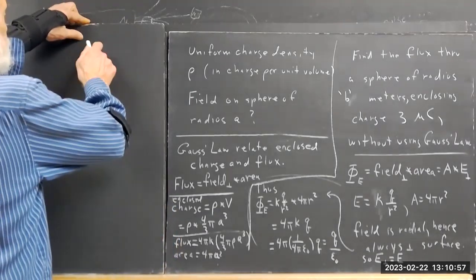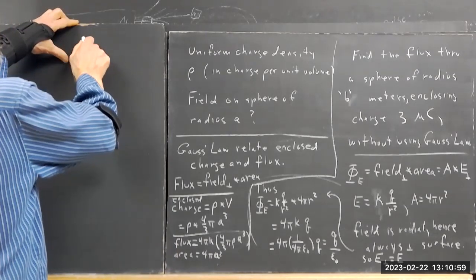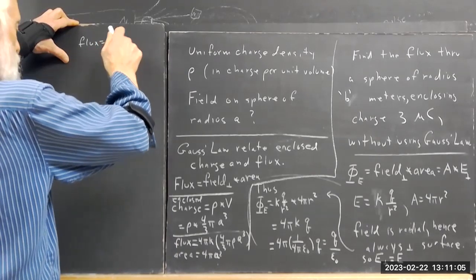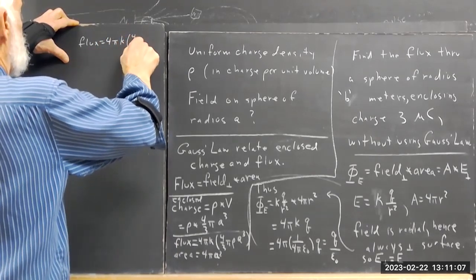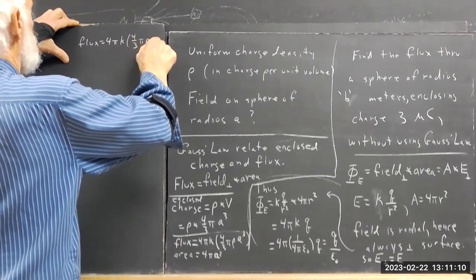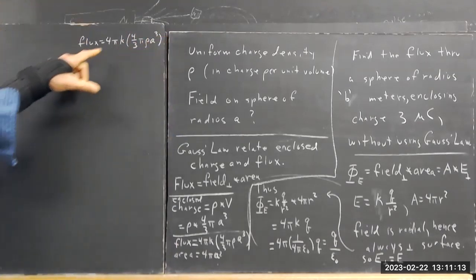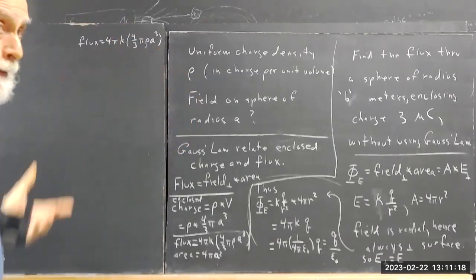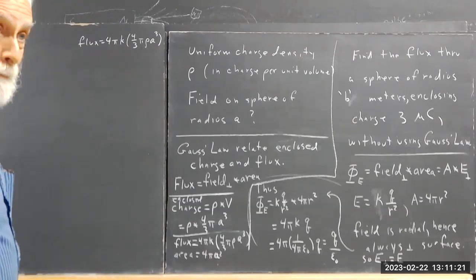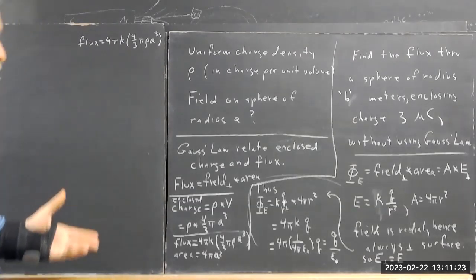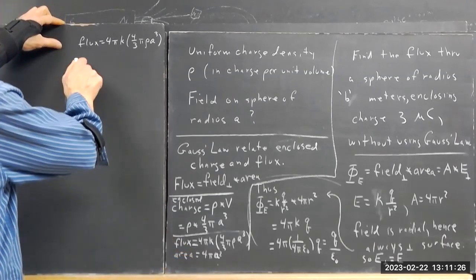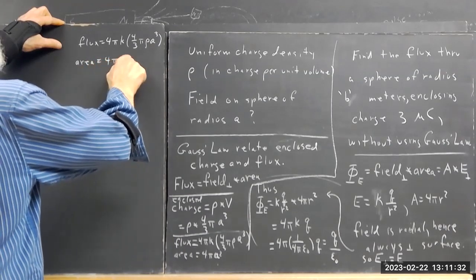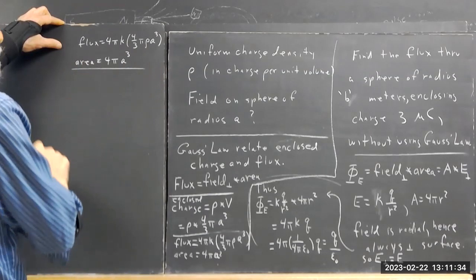Okay, so, okay, this could be simplified. I got 16 pi squared k rho a cubed over 3. But I want to leave it this way in factor form because it's going to be more straightforward to divide by the area, which is what we're ultimately going to do.